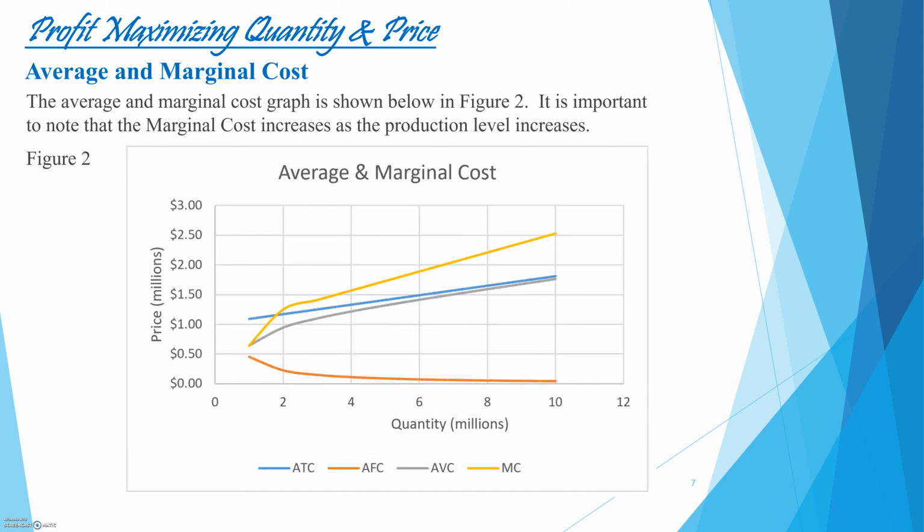This next graph, figure 2, is the average and marginal cost graph. These curves are shown below in figure 2, and it's important to note that that goldenrod curve, the marginal cost, increases significantly as production increases. So as the quantity goes up, the marginal cost goes up. And this is also important, just like we saw in the previous graph with the total cost going up. That'll influence our profitability and our maximum profit.